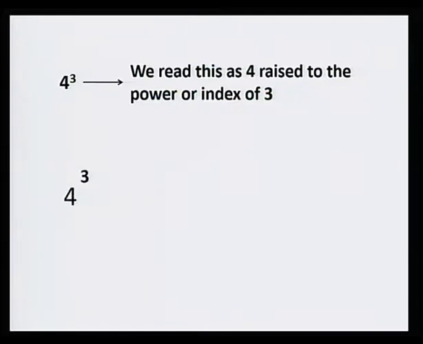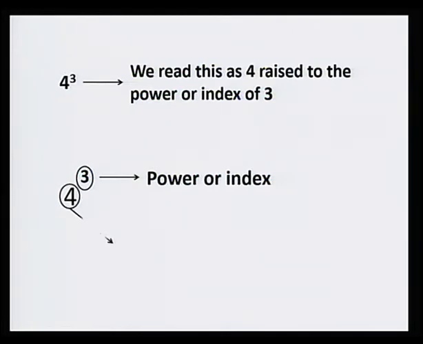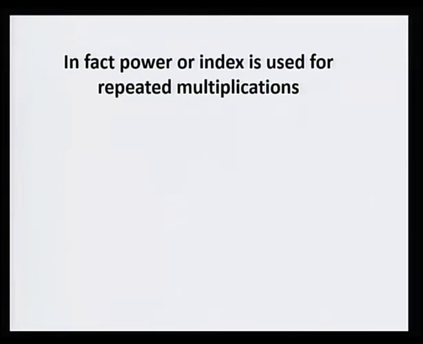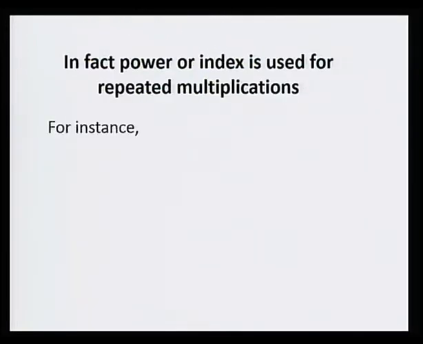Now, in 4 raised to the power of 3, this 3 is called the power or index, and 4 is the base. So, in 4 raised to the power or index of 3, 3 always represents the power or index, and 4 represents the base. In fact, power or index is used for repeated multiplications. For instance, 4 raised to the power of 3 is equal to 4 times 4 times 4.